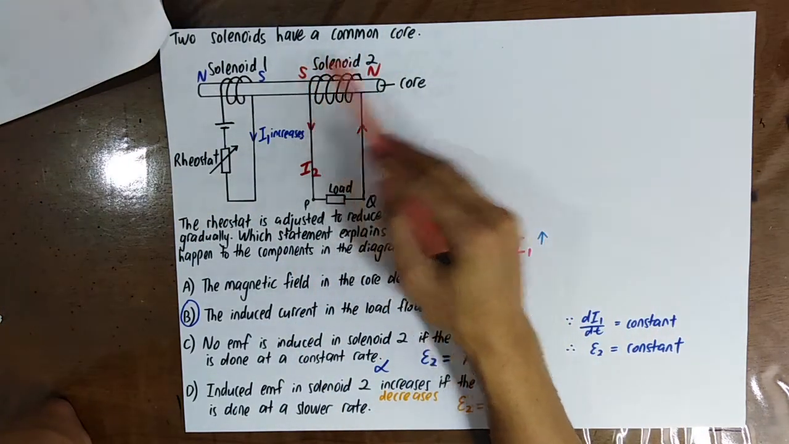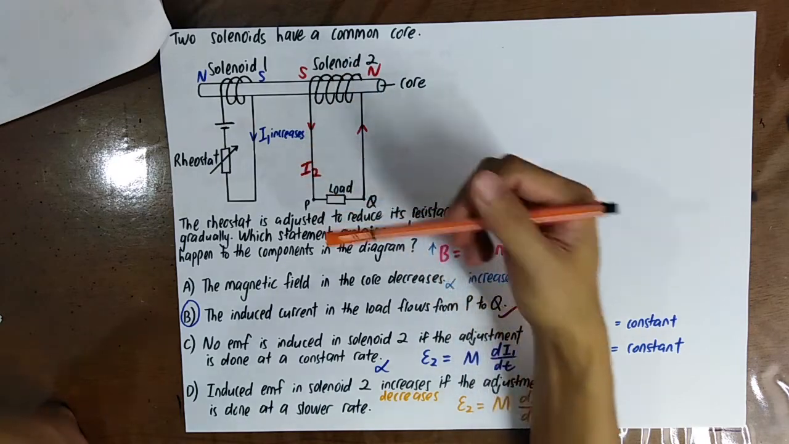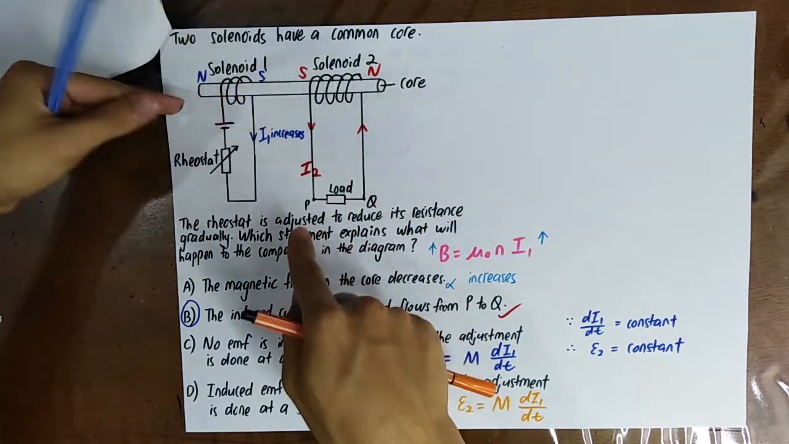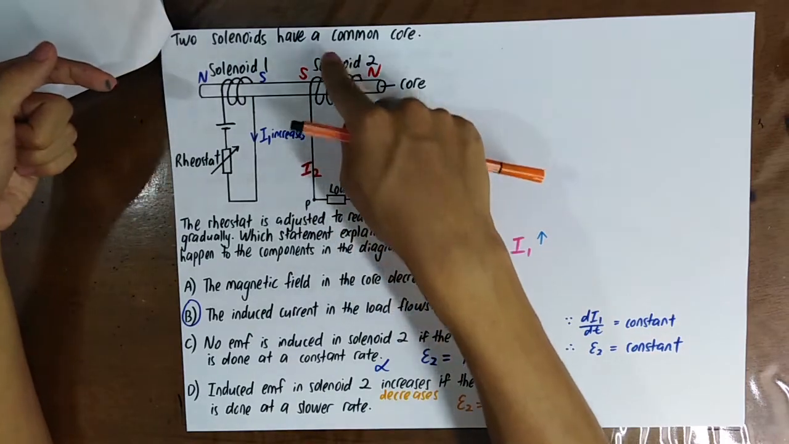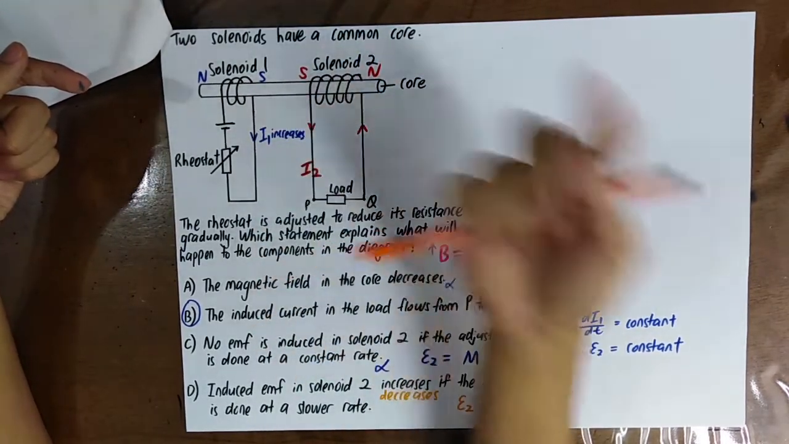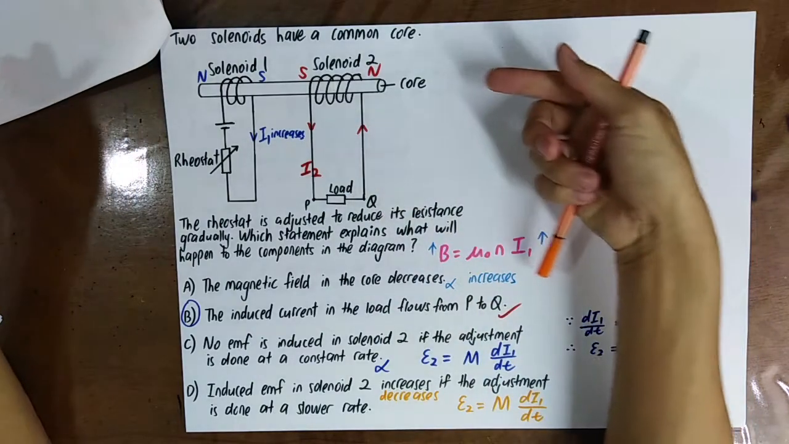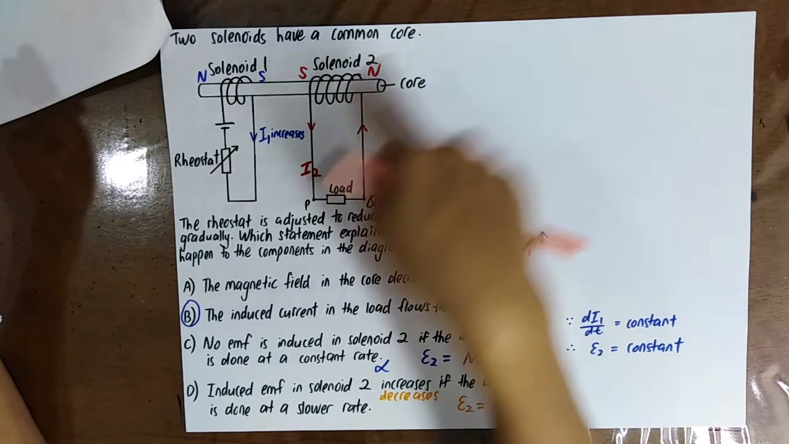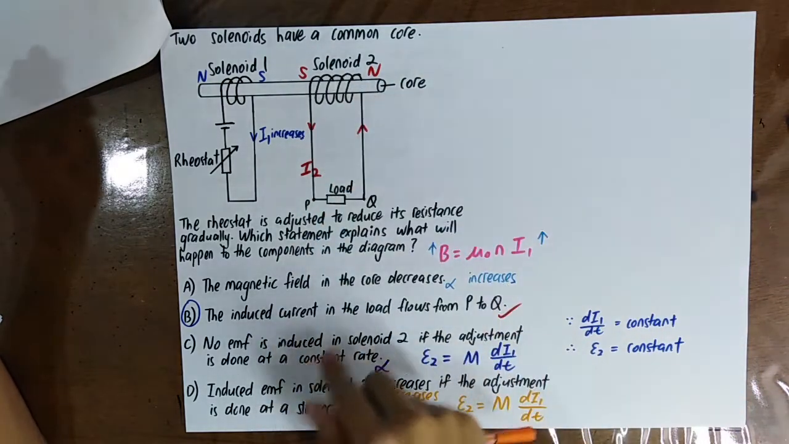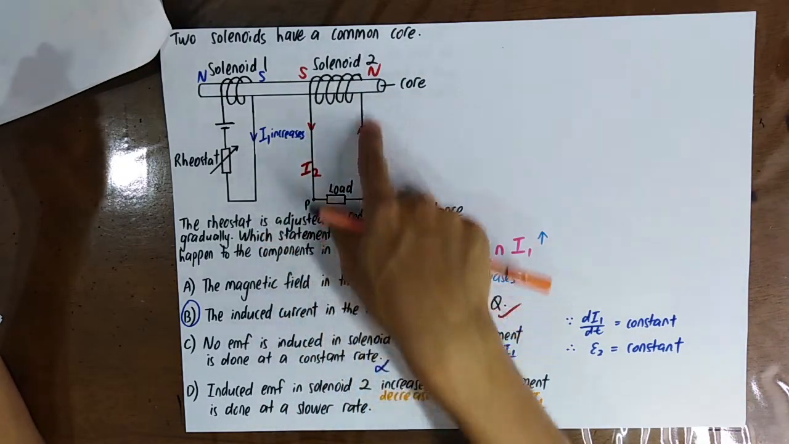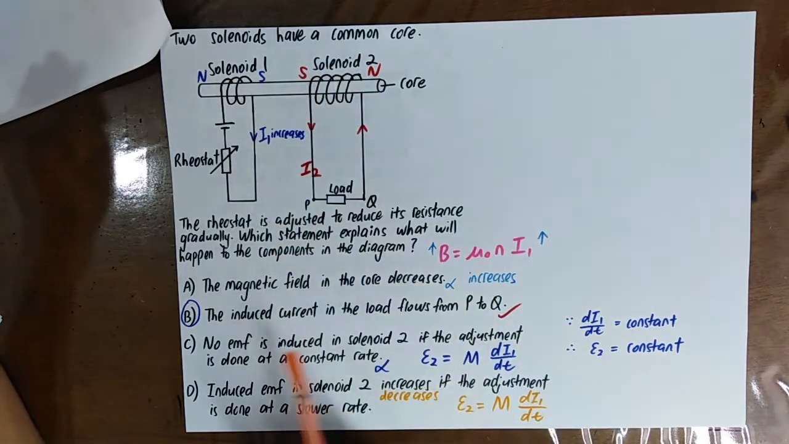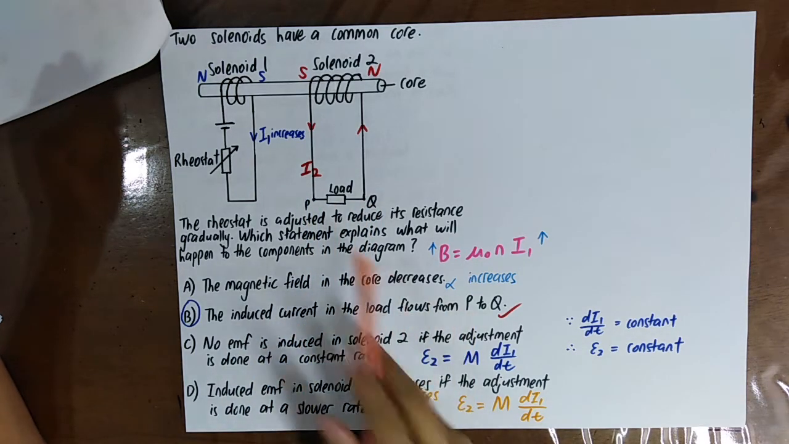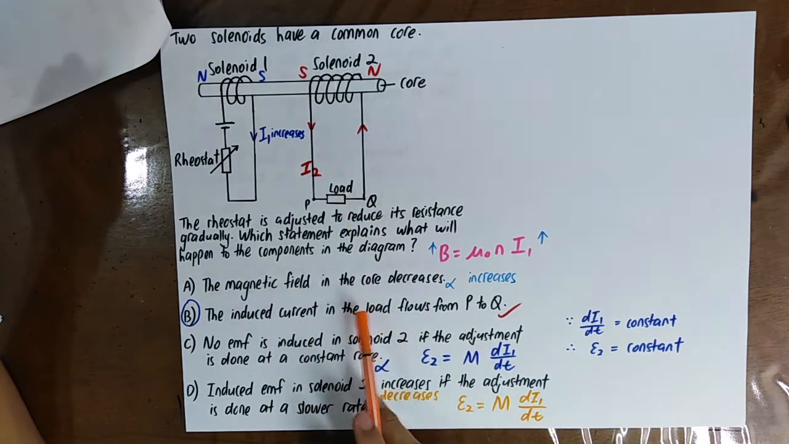And then when this is south pole, this is north pole. And then you know that if you look at solenoid 2 from this direction, the current is in a clockwise direction. And when you are looking at solenoid 2 from this end, the current is flowing in an anti-clockwise direction. So the induced current is from here to here. That means that the induced current in the load flows from P to Q, through the load itself.